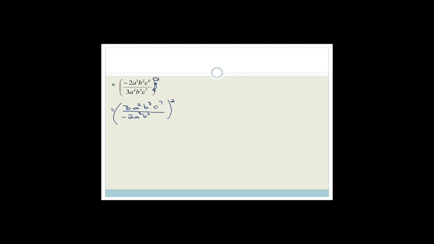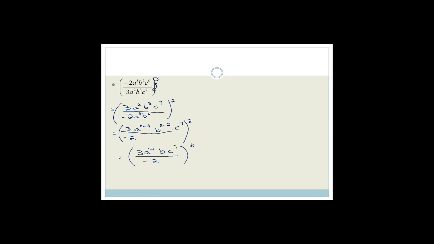Then I'm going to look at factorizing or simplifying inside my bracket. 3 and 2, no similar factors, they just stay 3 and this stays minus 2. Oh, I apologize for the skew line. Now we're going to use our quotient rule. So we're going to go a squared minus 3, b cubed minus 2, times by c to the 7, all squared. So that becomes 3, a to the 2 minus 3 becomes minus 1, b, 3 minus 2 is just 1, we're not going to write it down, and c to the 7 all over minus 2, and it's all still squared.